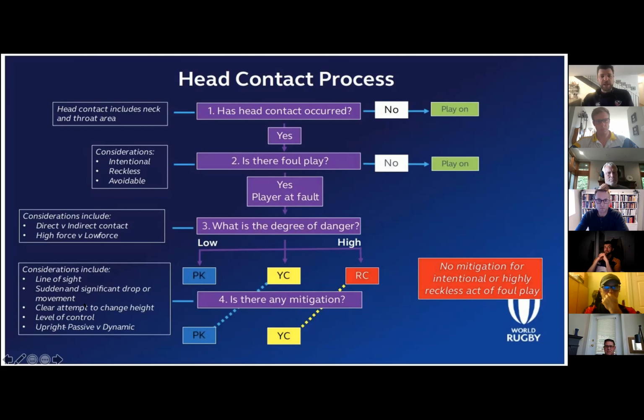there's some clear text over here about the considerations between direct and indirect contact and high force versus low force. So has head contact occurred? Is there foul play? What is the degree of danger? And then we apply our mitigation if appropriate or not. Keeping in mind, and I do think this is important, that clearly reckless acts, we're not mitigating from wherever they may be, in particular if they're red cardable offences. If something's clearly reckless, we're not applying mitigation to somebody that doesn't deserve it, which makes some sense.